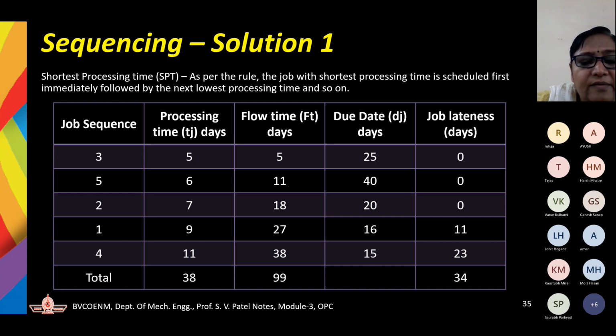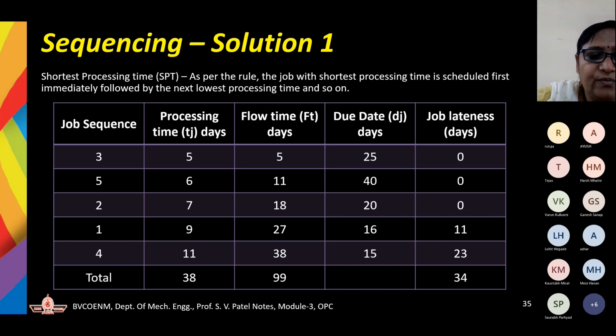Now, this one is the critical one. Job number 1 requires 9 processing days. So here 18 plus 9 is going to be 27, but the due date is 16. And we are going to process it after 27 days. So it is going to have a lateness of 27 minus 16, that is 11 days late.